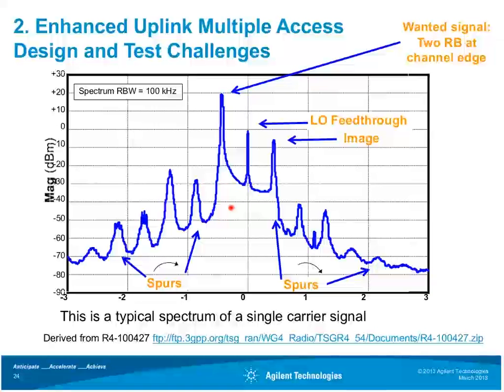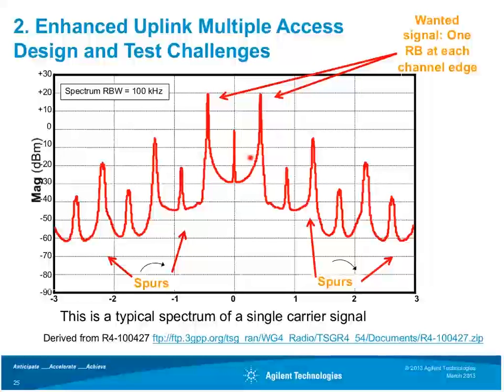Let's talk about another design challenge here. Here's the typical spectrum of a single carrier with 2 resource blocks at the channel edge. So here's 2 resource blocks at the channel edge. Here's the LO feed through in the image, and here's the spurs that are created with this signal.